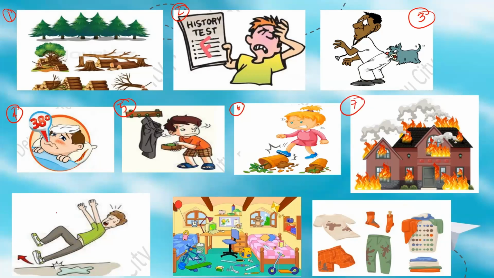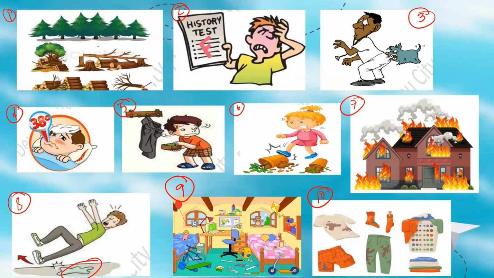For number 7, we have a man who slipped because of a wet floor. We have 9, a very untidy home. And number 10, dirty clothes. Pause for a bit, process your thoughts. Okay, now let's see if we have similar answers.